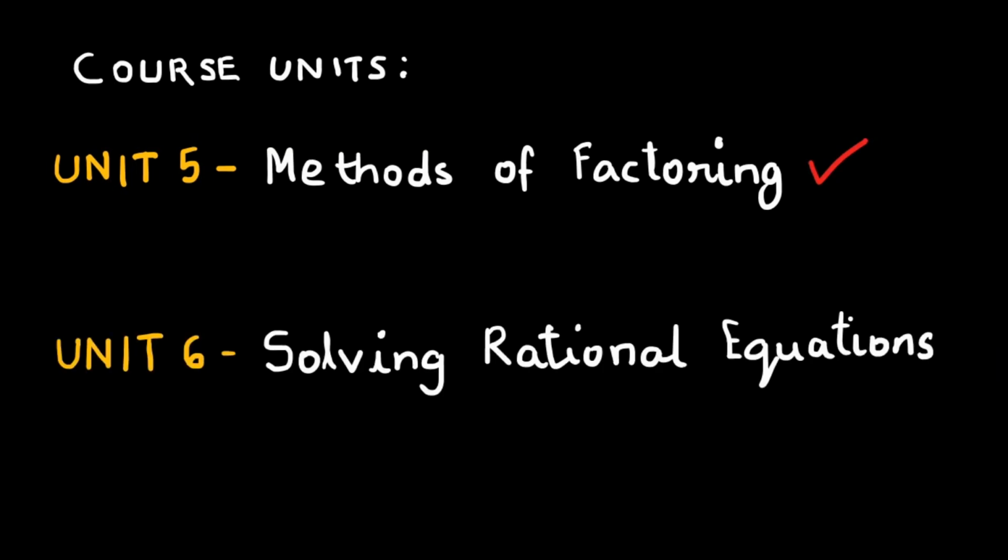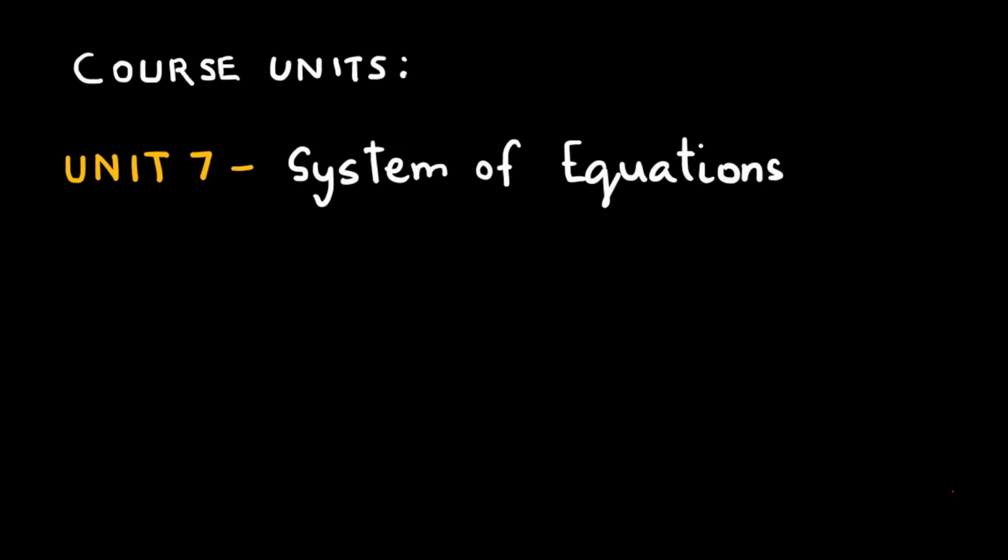In Unit 5, you will study about methods of factoring, where you will learn the skill of different methods of factoring. In Unit 6, you will learn the skill of solving rational equations. You will be able to simplify and perform arithmetic operations on rational equations and solve them. In Unit 7, you will study systems of equations. It is mainly about solving the linear equations through graphing or by using elimination techniques.